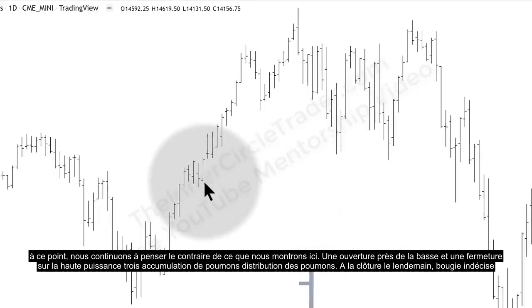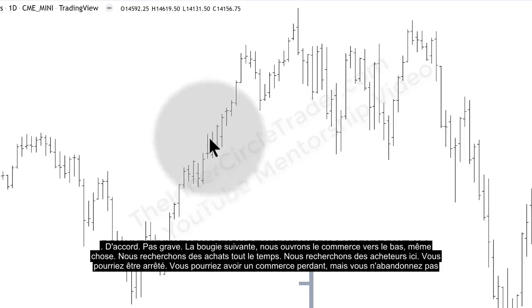An open near the low and close on the high. Power 3, accumulation of longs. Distribution of longs at the close. The next day, indecisive candle. Okay, no big deal. Next candle, we open, trade down. Same thing. We're looking for buys. The whole time we're looking for buys in here.